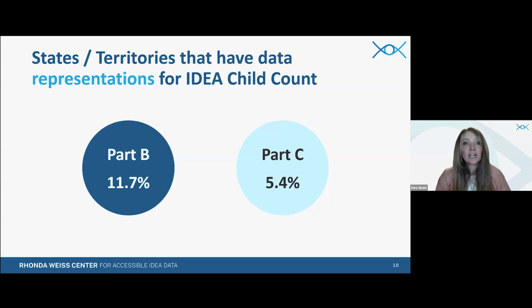So the Weiss Center and our staff have reviewed both Part B and Part C states and territories websites. Our goal was to find information on IDEA child count data. Once we found it, we reviewed the data to see if it had any representations, meaning charts and graphs to represent that data. Of the states that we reviewed, 60 states and territories in Part B and 56 in Part C. In Part B, only 7 had data representations available, and in Part C, only 3 had data representations. So that's the percentages that you see there.